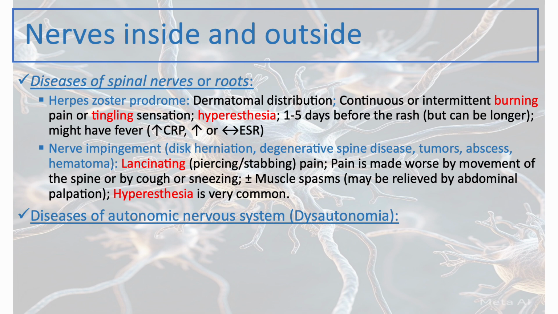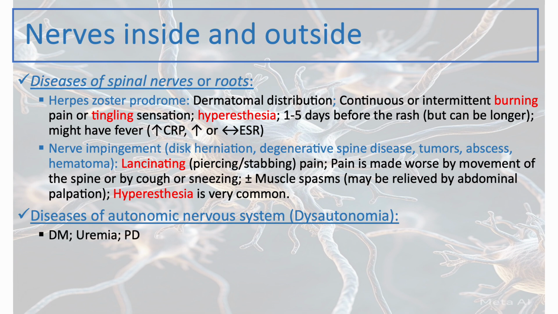There might be some muscle spasms, and you might actually observe that during the exam as well. The pain might be relieved by abdominal palpation, compared to intra-abdominal pathologies, when palpation actually makes the pain worse. Hyperesthesia, again, is a very useful clue. So when you start examining the patient, start with superficial palpation. If you observe that the patient is having a lot of pain out of proportion to the degree of palpation, that might be a useful clue.